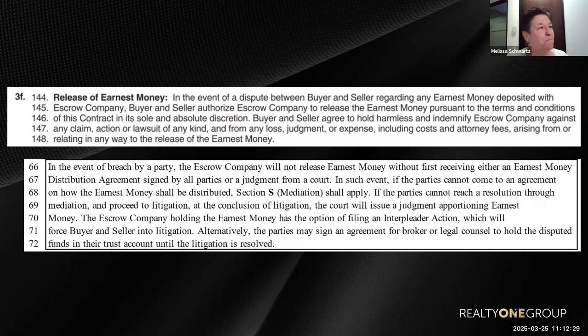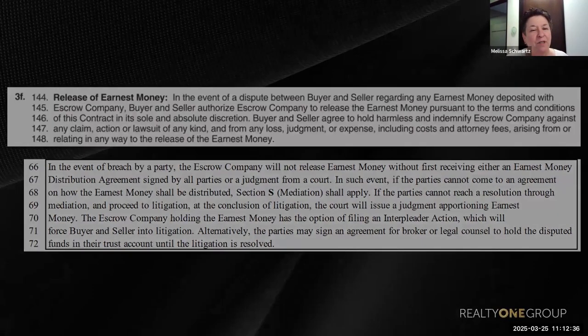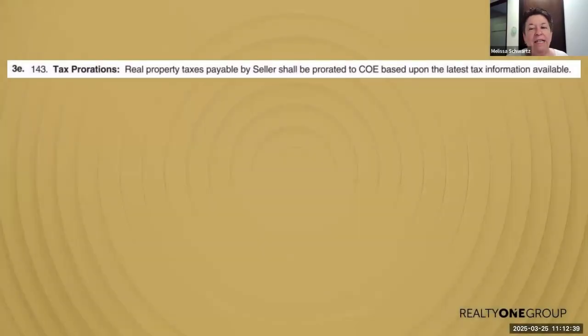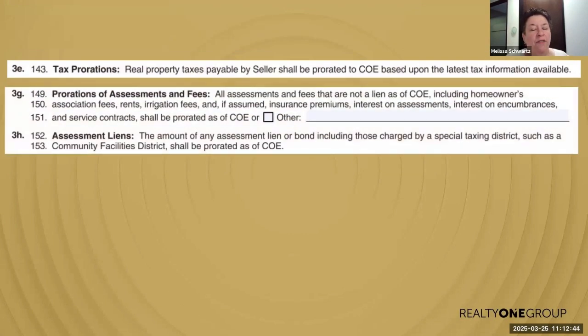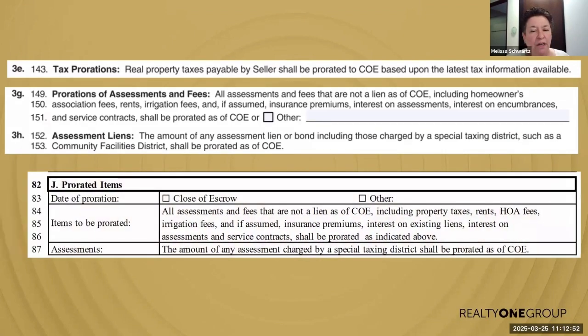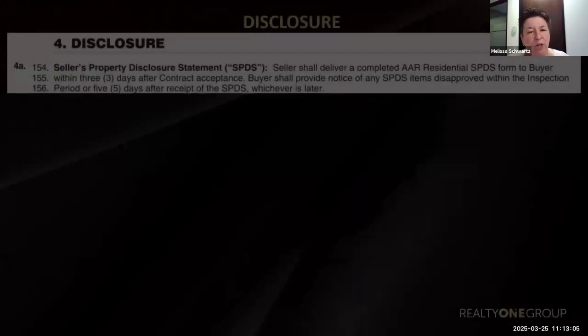I like the part about both signing. Well, mutual consent. Mutual, yeah. But trying to get sometimes those details is a challenge. Okay, tax prorations, prorated as of close of escrow. This is the AAR contract, prorations of assessments and fees, assessment liens. So on the non-member, you go to prorated items, date of proration, whether it's close of escrow or other, which was available above, and items and things to be prorated, assessments. So that's all pretty similar.